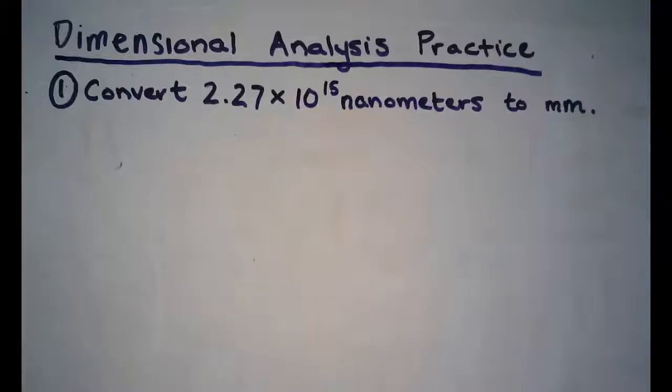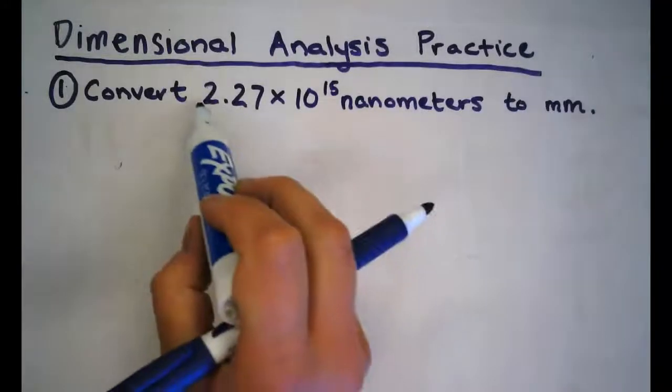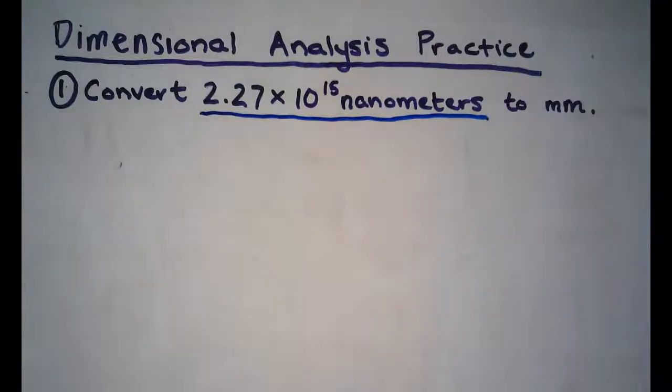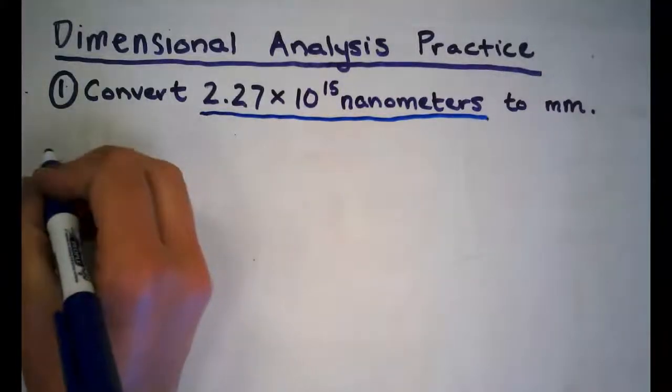So this first problem says convert 2.27 times 10 to the 15th nanometers to millimeters. So in dimensional analysis, the first thing we need to do is identify our given value and unit. So 2.27 times 10 to the 15th nanometers is our given value and unit. So I'm going to start out by writing that on the left-hand side of my page.